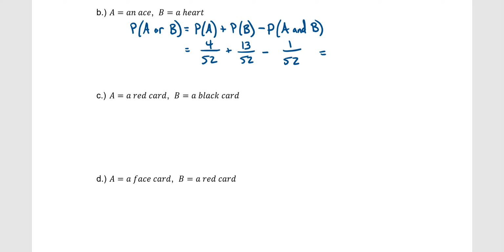So we go ahead and add up. 4 plus 13 is 17, minus 1 is 16. 16 out of 52, and that ends up simplifying by a factor of 4. We get 4 over 13 as our probability. Just keep in mind you can also be writing these answers as decimals.